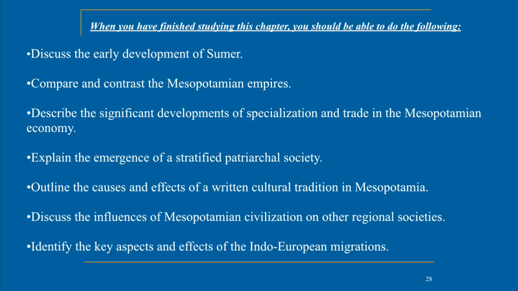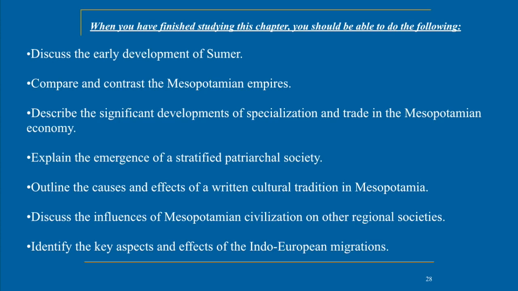Then describe the significant developments of specialization and trade in the Mesopotamian economy. Why is specialization so revolutionary to this time? And how is trade, especially in the Mesopotamian economy, influencing the rest of the world? Next, explain the emergence of a stratified patriarchal society. How and why did the patriarchal society spring up during this time? How is it structured? How does it look? Who's at the top? Who's at the bottom? What do they do at the top and what do they do at the bottom?